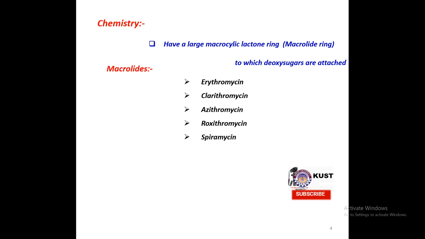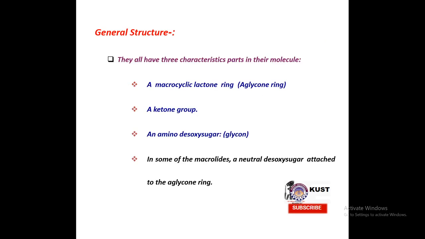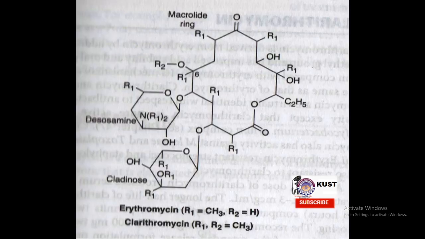So the chemistry of the macrolides: they have a macrocyclic lactone ring, known as the macrolide ring, to which deoxy sugars are attached. The drugs included in the macrolides are erythromycin, clarithromycin, azithromycin, roxithromycin, spiramycin. In general structure, they all have three characteristic parts in their molecule: a macrocyclic lactone, a ketone group, and a minor deoxy sugar. In some of the macrolides, a neutral deoxy sugar is attached to the aglycone ring, which is also known as the macrocyclic lactone ring. So this is basically the macrolide basic nucleus.